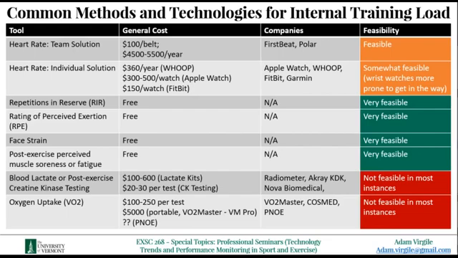Repetitions in reserve, or how many reps you have left in the tank, free. Rating of perceived exertion, how hard was it on some scale, free. Face strain, which is just your subjective gauge or their subjective gauge of how strained their face was during a set. Again, free. I'm not saying that's a good metric or a bad metric. It's just throwing out ideas there of things that could be feasible and free. And post-exercise perceived muscle soreness or fatigue.